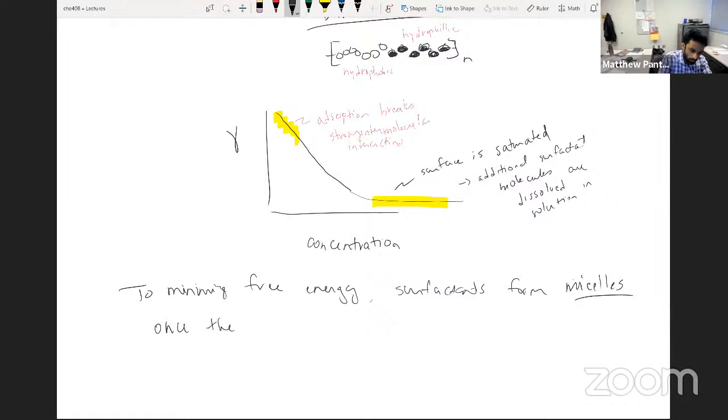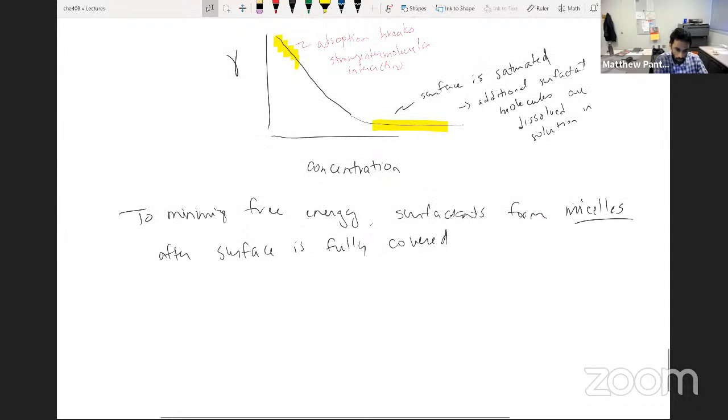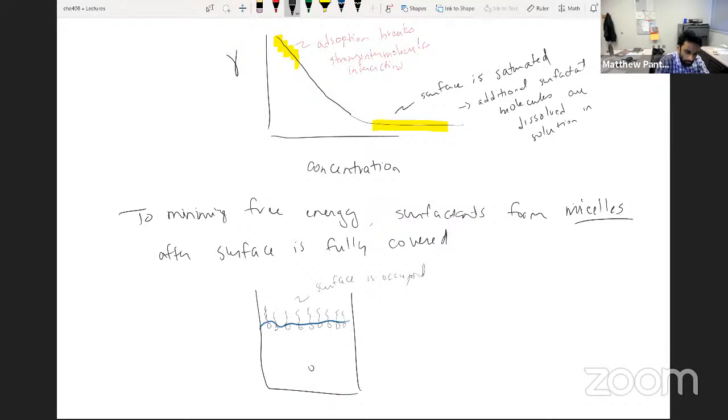After the surface is fully covered, what happens is, again, let's draw this as a sort of container of water. So the surface is full, is occupied. So adding additional surfactant molecules, this organic or nonpolar tail group is unfavorable. So what will happen is that these will organize into micelles.